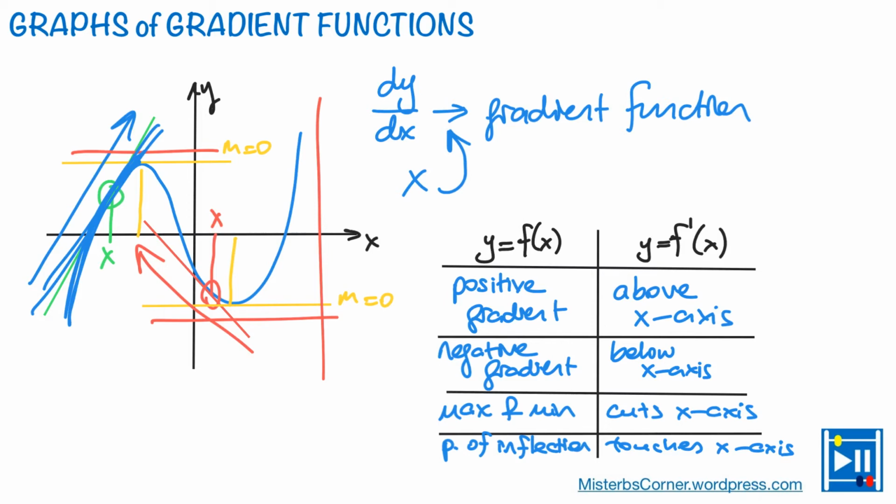The graph of the gradient function will cut the x-axis at the maximum and minimum of the function itself, because that's where the gradient function's y value will be 0, right? Because the gradient is 0.